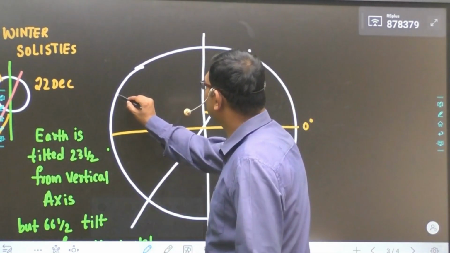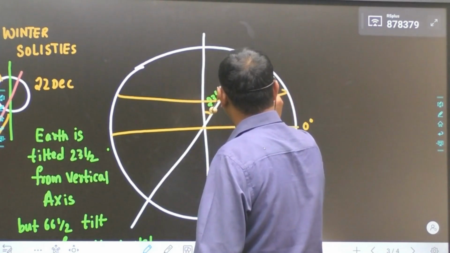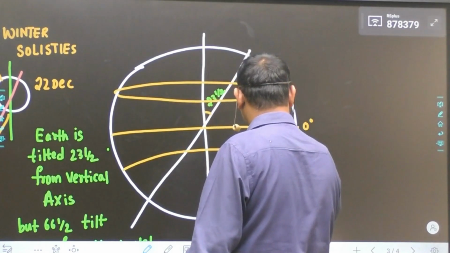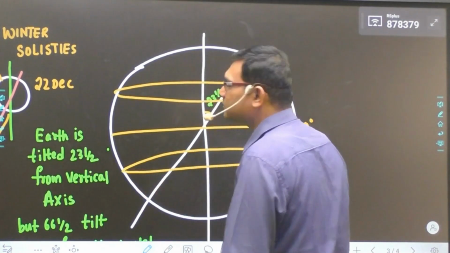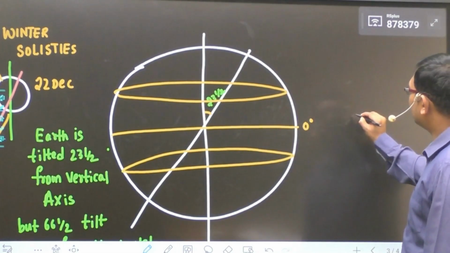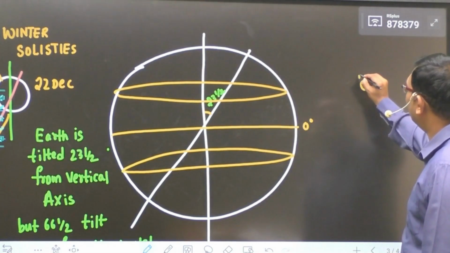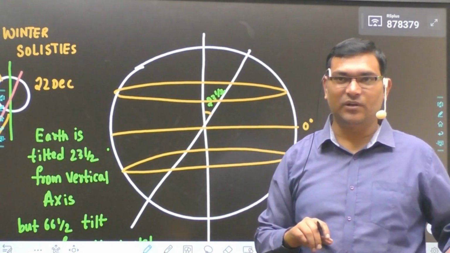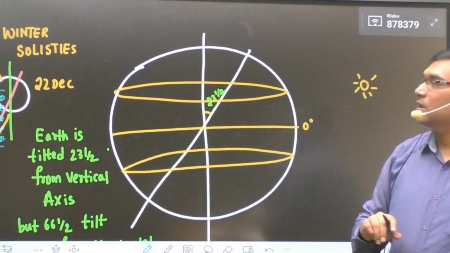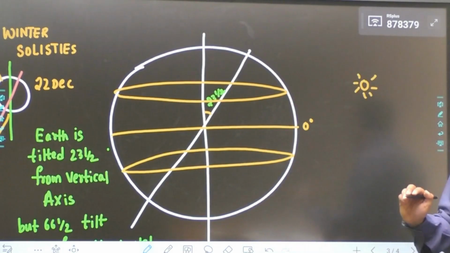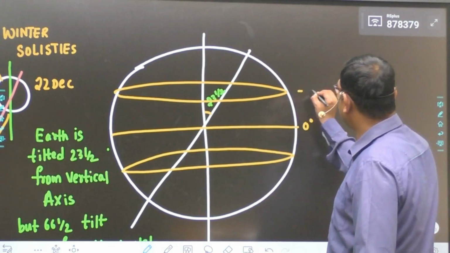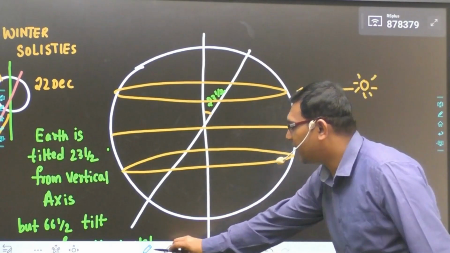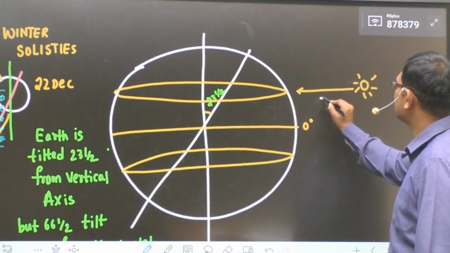Now you see, if you look at this, now you see here. Now this is your 30 degree. This is a 30 degree. This is also 30 degree. Now, if you look at this 30 degree, sun will be overhead on 21st June. Am I right? Sun will be overhead on the 21st June.